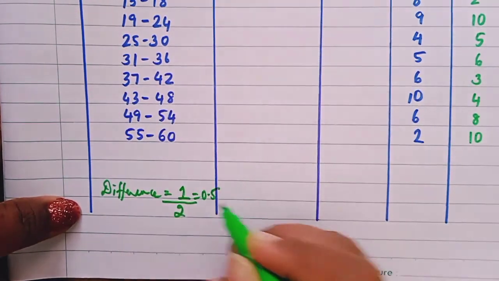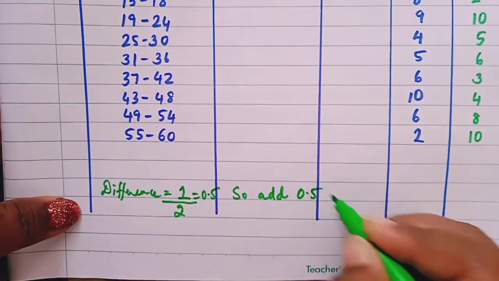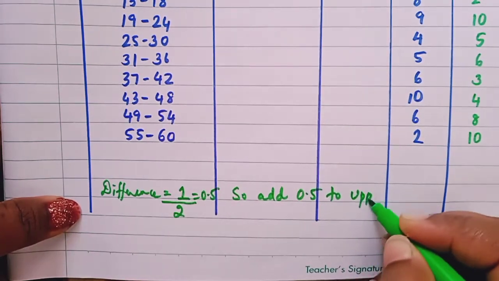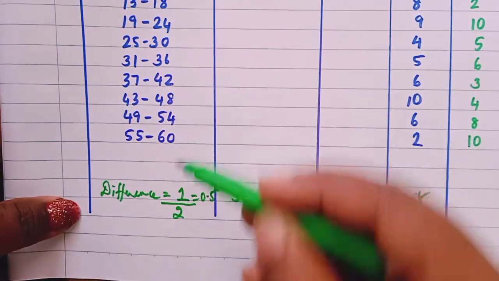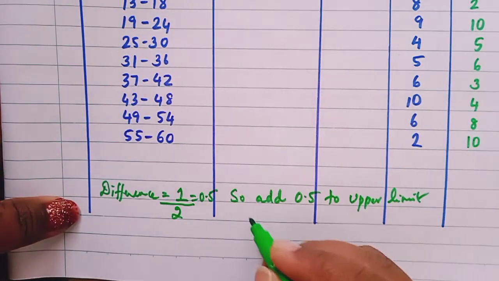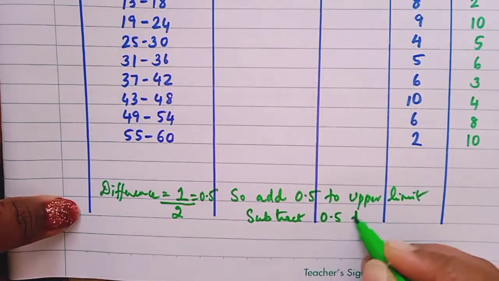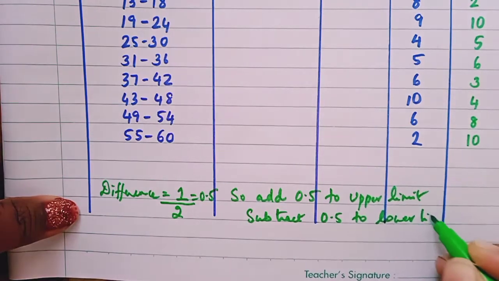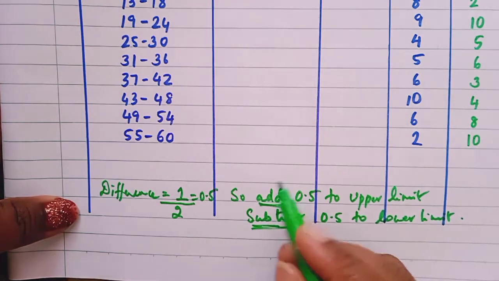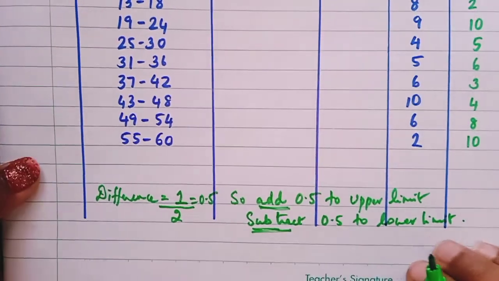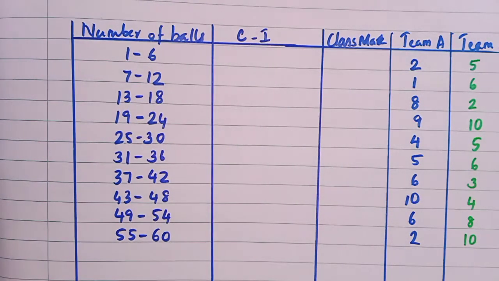In that case, what you need to do here is, first find the difference of the upper limit and the lower limit, and divide it by 2. So now here you are going to get 0.5. With the 0.5, first you have to subtract 0.5 from all the lower limits and add 0.5 to all the upper limits. So now let's do it. Now this is the actual class interval which you are going to consider.